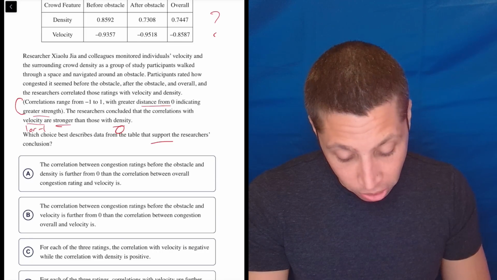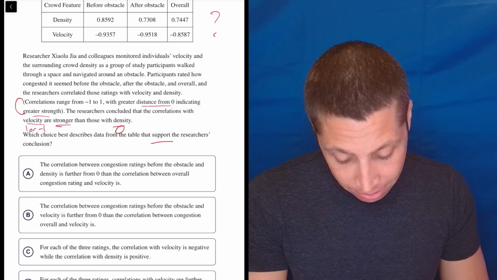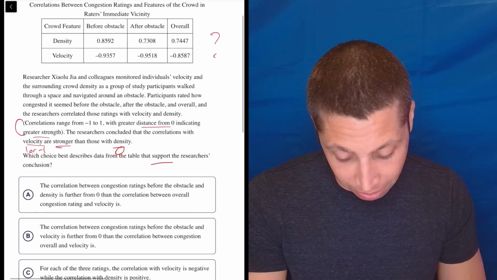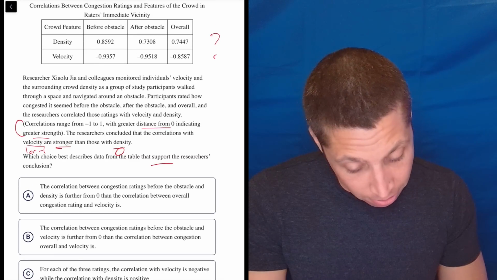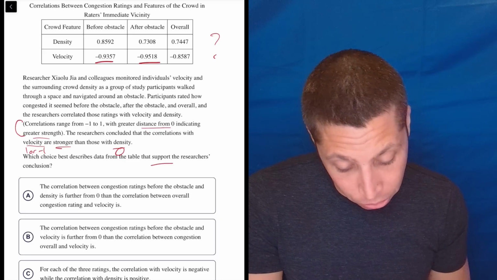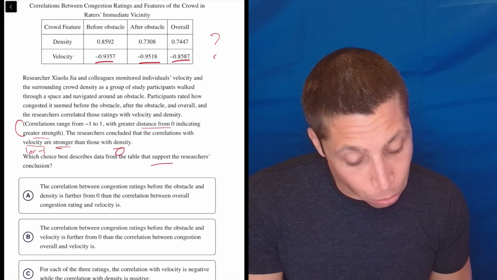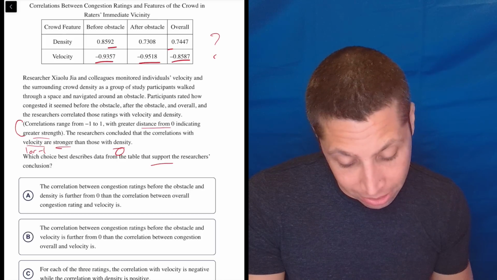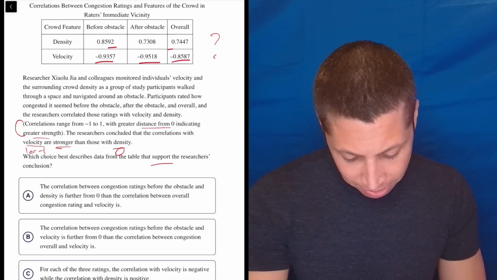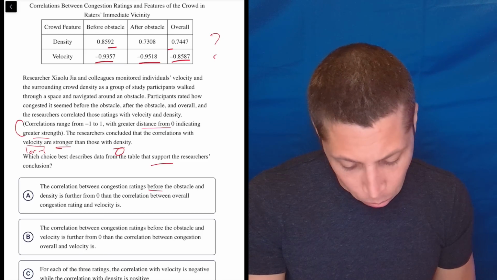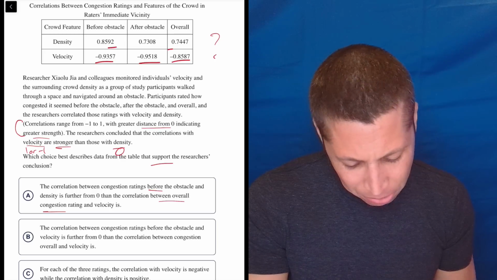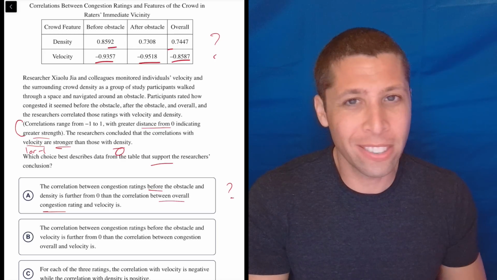The correlation between congestion ratings before the obstacle and density is further from 0 than the correlation between overall congestion rating and velocity is. Oh boy, okay. Well, here's density, right? So velocity, these are definitely closer to 1 or -1 because they're all 0.9s and these are 0.8, 0.7, 0.7. Don't we want to compare velocity to density? What is this doing? This is comparing before and between the obstacle. What? This is not comparing the right thing, right?